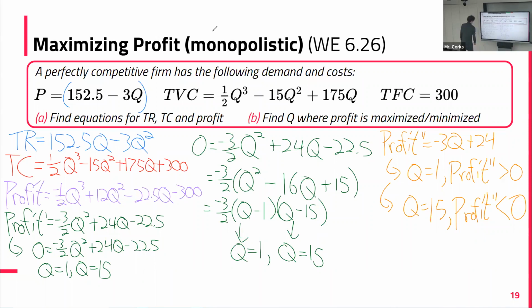Okay, so we have a minimum point here when Q is equal to 1, and we have a maximum point here where Q is equal to 15. So again, technically that's the solution. That's what the question was asking us to find, those 2 points. But let's just do a little more work and see if we can find the actual value here. So once again, trying to tell me what the actual maximum profit will be for this scenario.